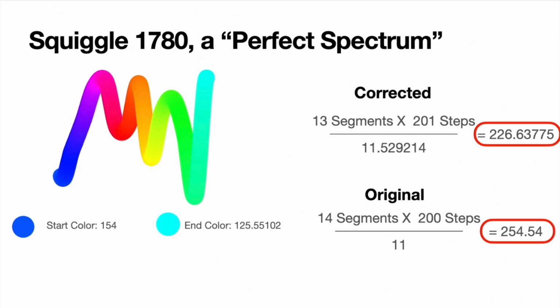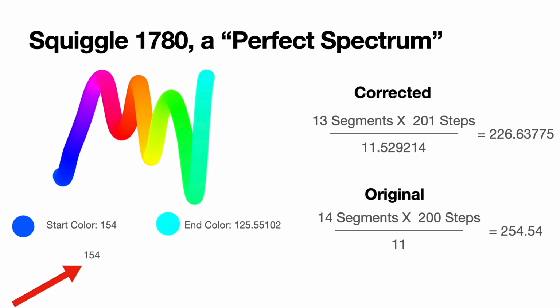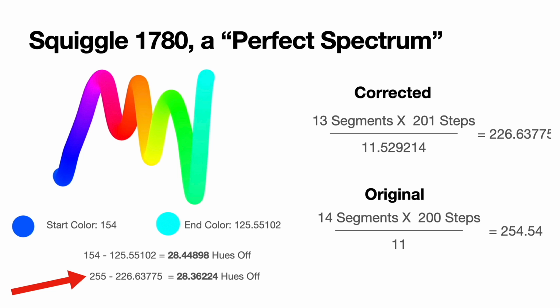For the next 30 seconds, we are going to get deep into the math, but I promise to pull this full circle into simpler terms if you stick with me. Here's another way to think about this. The start color minus the end color equals 28.44. This number should be the same as 255 minus our corrected number, 226.63775. This equals 28.36. They are 0.08673 off.